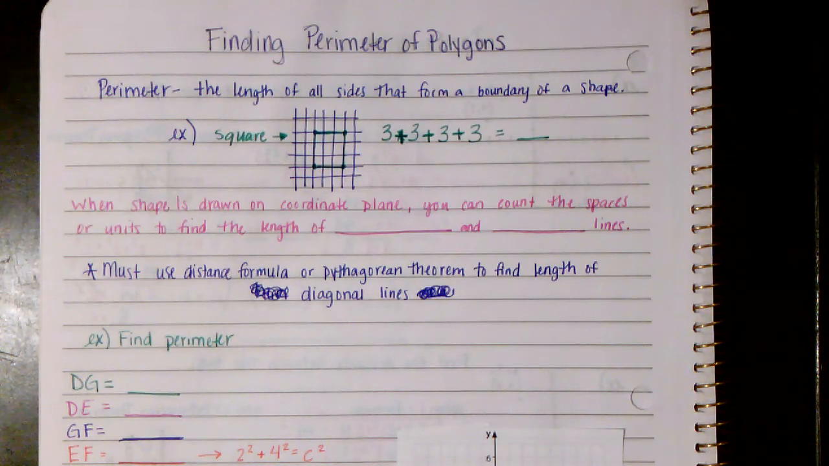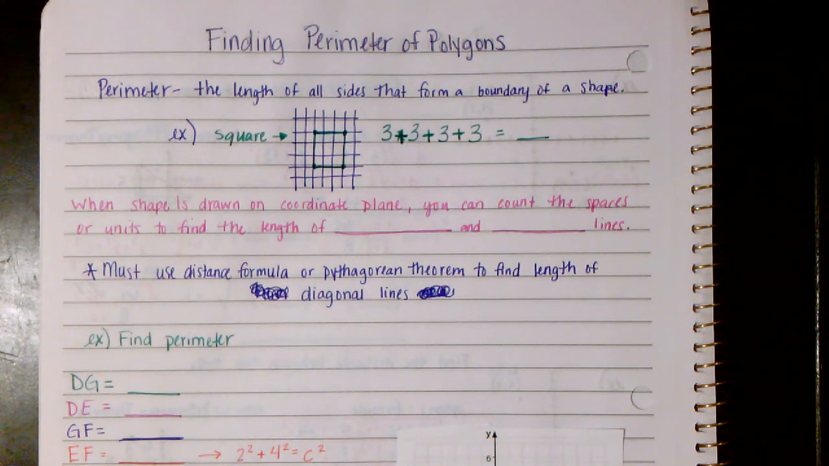Hello. Today we are going to be doing notes on perimeter of some sort of polygon or shape that you're going to see on a graph. And then we're going to move into area as well. So this week we're going to be talking about perimeter and area of polygons.